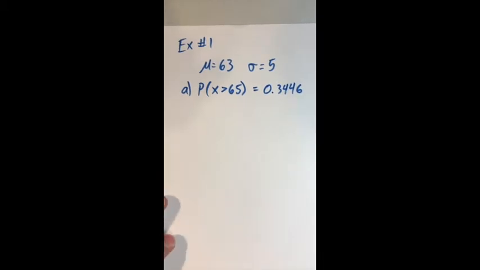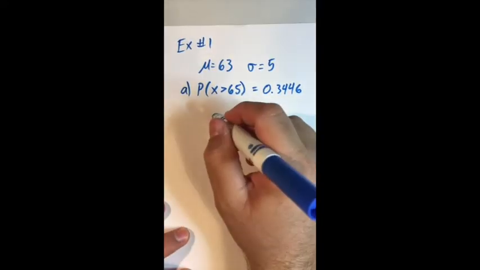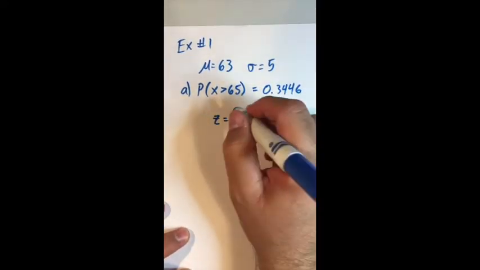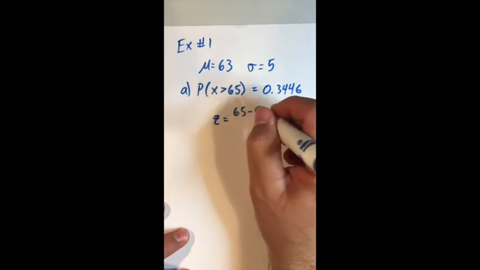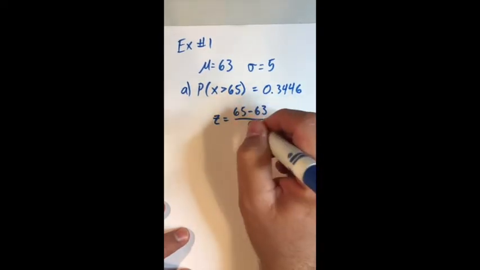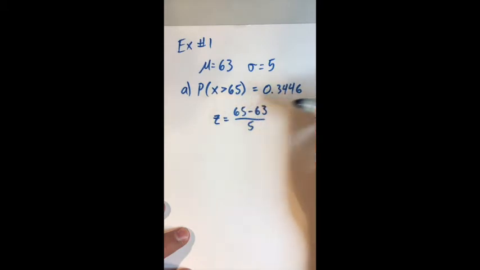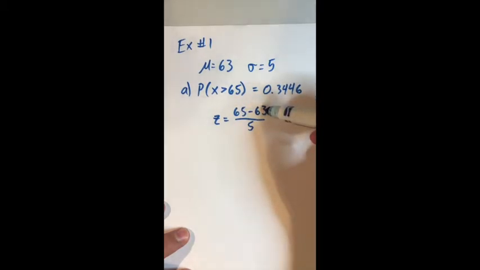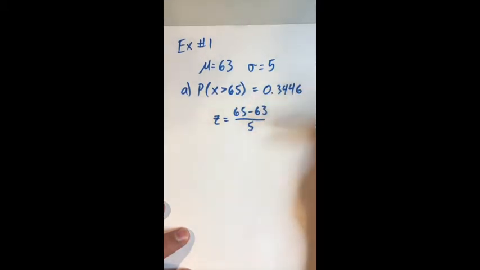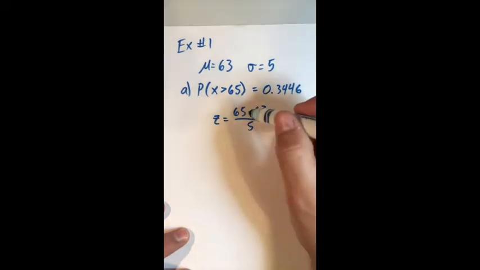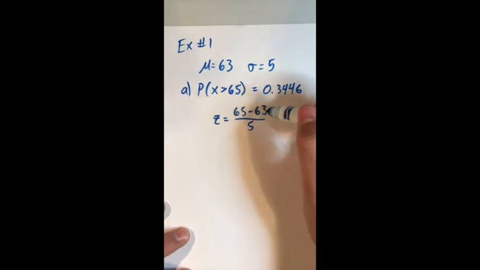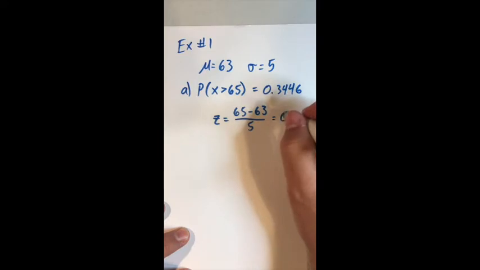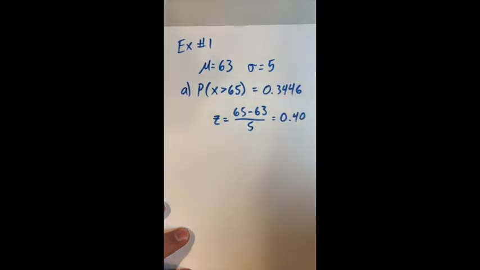The only downside to doing the problem this way is that it's not very instructive. It doesn't tell us a lot about what's going on. So as a second run through, what if instead we wanted to turn this into a z-score? To do that, we would take our x value, 65, minus our mean, 63, divided by our sigma, 5. 65 minus 63 is 2, over 5, which is 2/5 or 0.40.